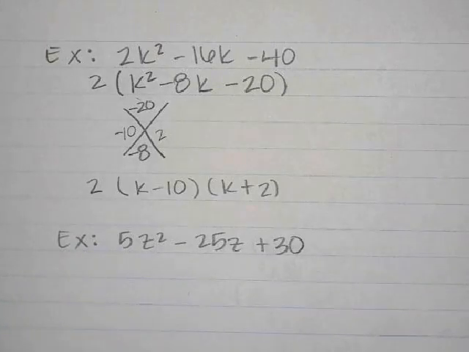What is the first step? You have to take out your 5. Take out your 5. And what do you have left over? z squared minus 5z plus 6.